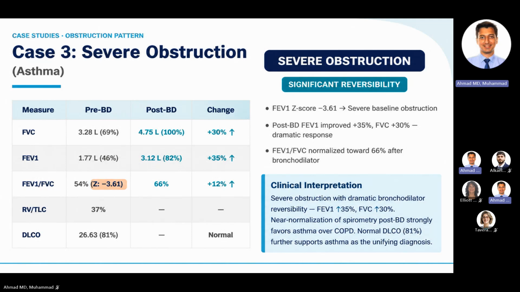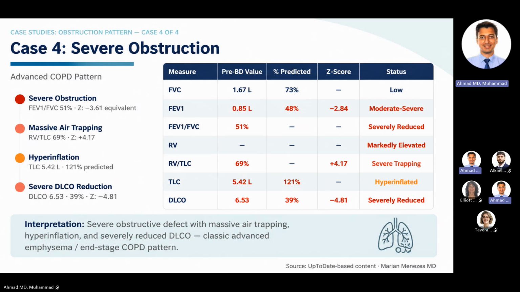So severe obstruction with dramatic bronchodilator reversibility, with near normalization of spirometry post-bronchodilator response, favors asthma over COPD. And here's the fourth example of severe obstruction. You look at the FEV1 FVC ratio, which is 51% of predicted, which is severely reduced, consistent with severe obstruction.